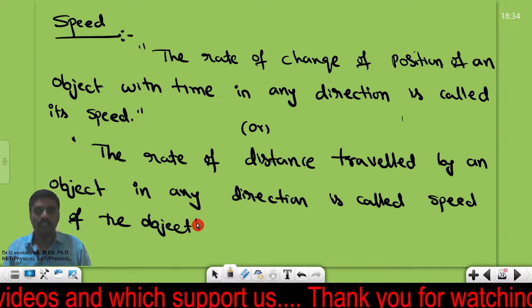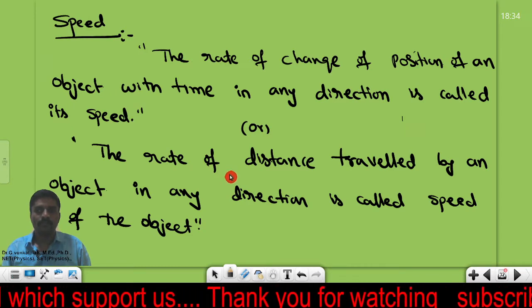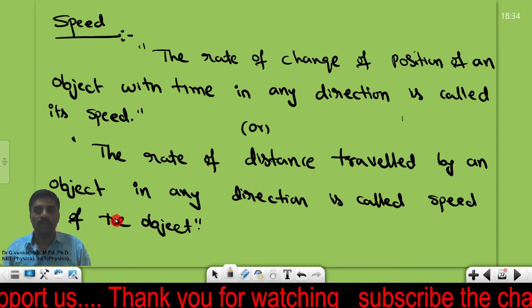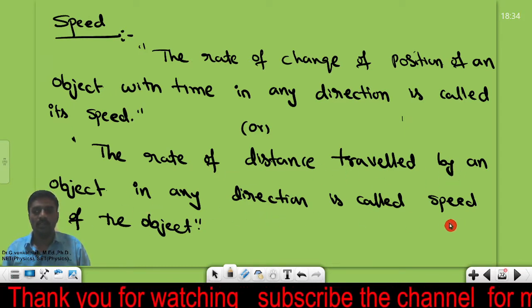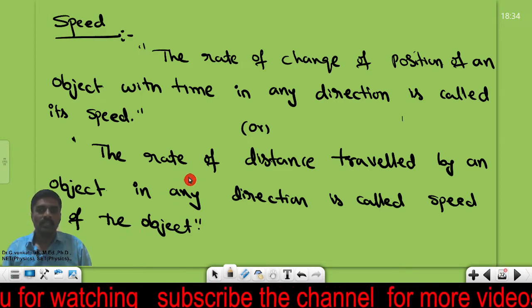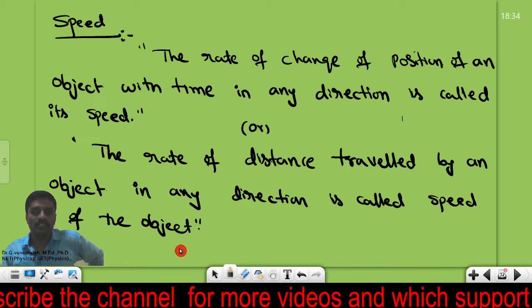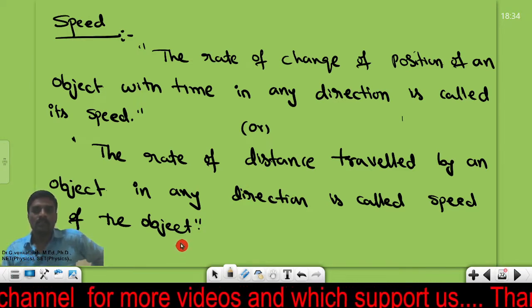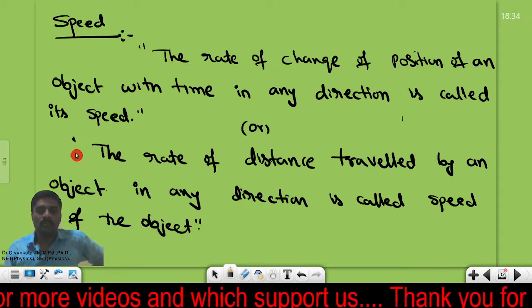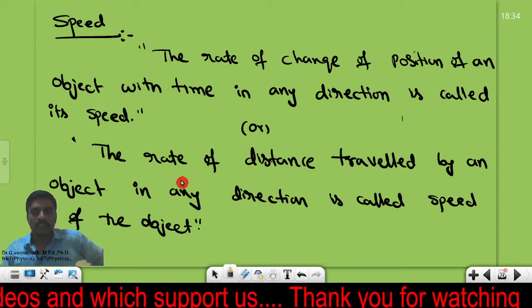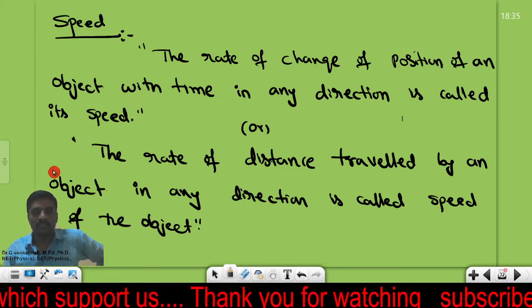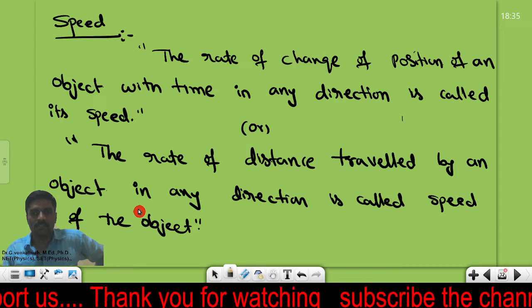You can go to the easy definition. The rate of distance travelled by an object in any direction is called speed. So the rate of change of distance travelled by an object in any direction is called speed. So we can have two definitions. The rate of change of distance is called speed. Also we can take the shortest definition, a very small definition.